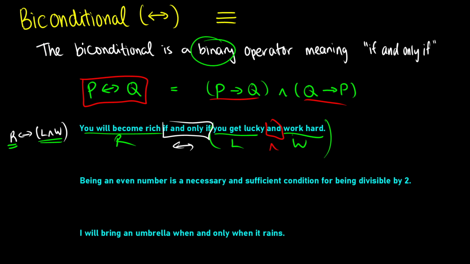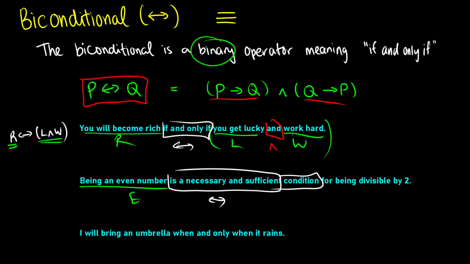Okay, being an even number, so let's call this E, is necessary and sufficient. This is like saying if and only if, so we have our biconditional here, for being divisible by 2. Let's call that D for divisible by 2. So this is a simple one to translate. This is just E if and only if D. So you are an even number if and only if you are divisible by 2. That's another way of paraphrasing that.